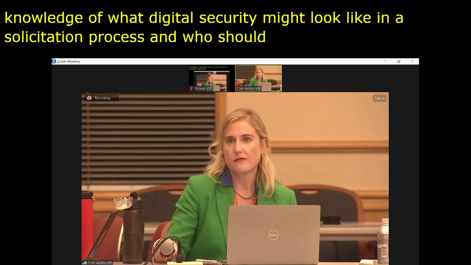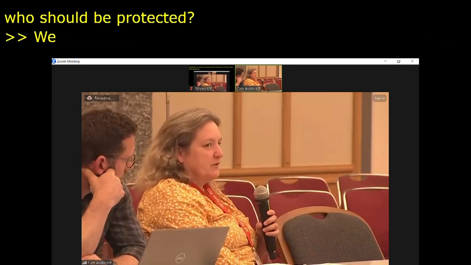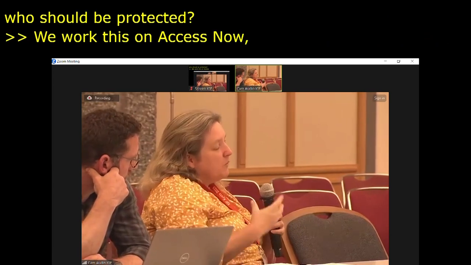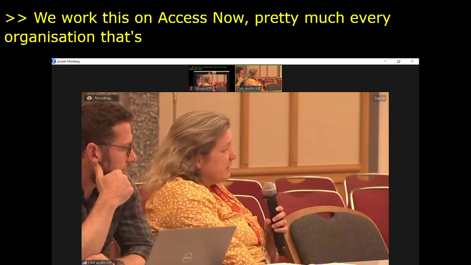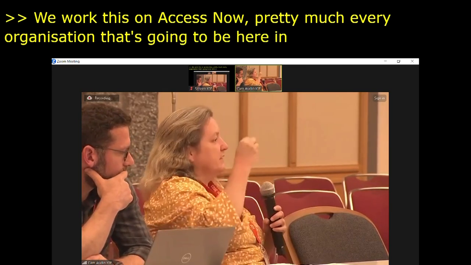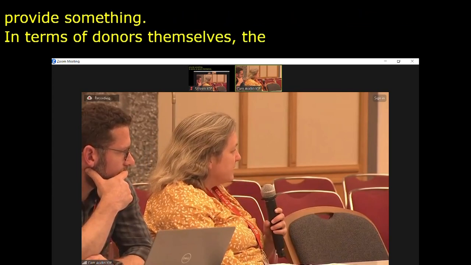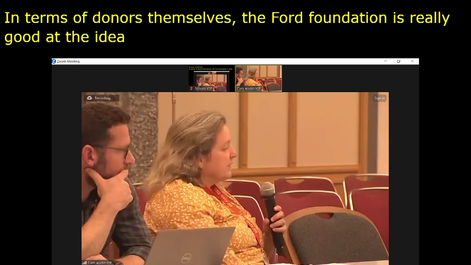Well, we work on this. Access Now, pretty much every organization that's going to be here in civil society could provide something. But in terms of donors themselves, the Ford Foundation is actually really good at building capacity building into the grants that they give as well. I'm sure there are other funders here, but that's just one I'm very familiar with.